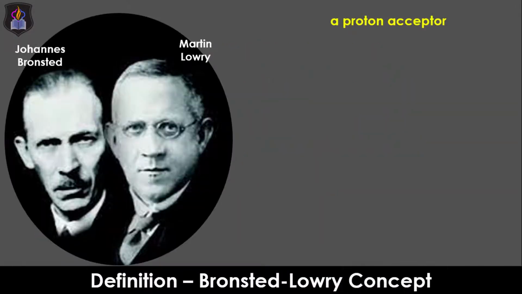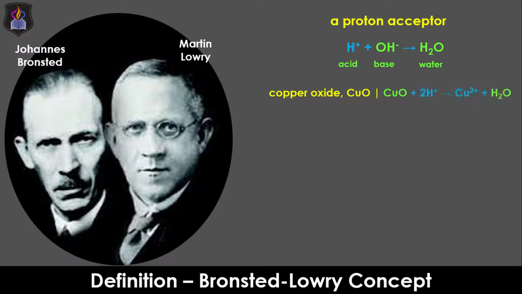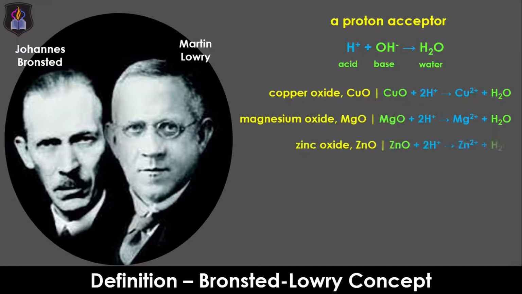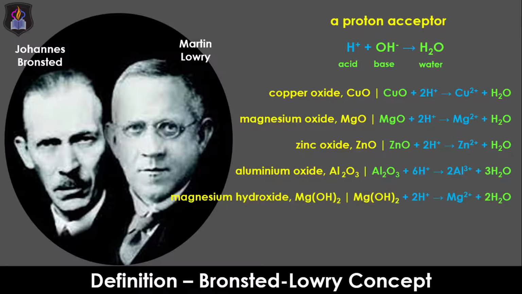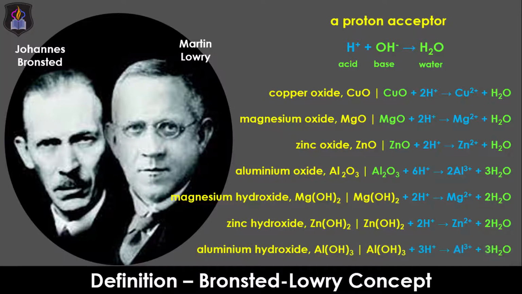A Bronsted-Lowry base is a proton acceptor. In other words, any substance that can accept a proton in a reaction is said to be a base. This definition agrees with the Arrhenius concept, as the hydroxide ions produced by the base can combine with a proton from an acid to form water. Therefore, it is safe to say that Arrhenius bases are Bronsted-Lowry bases. Other examples are metallic oxides like copper(II) oxide, magnesium oxide, zinc oxide, aluminum oxide, and insoluble hydroxides like magnesium hydroxide, also called milk of magnesia, zinc hydroxide, aluminum hydroxide, etc.